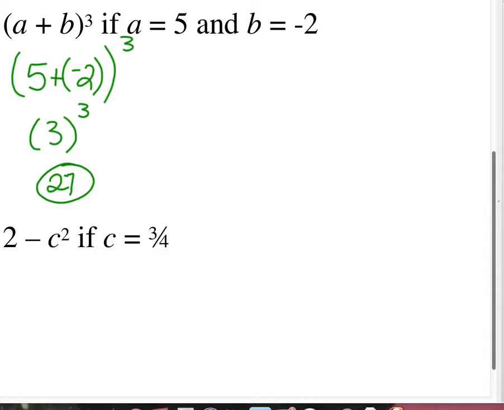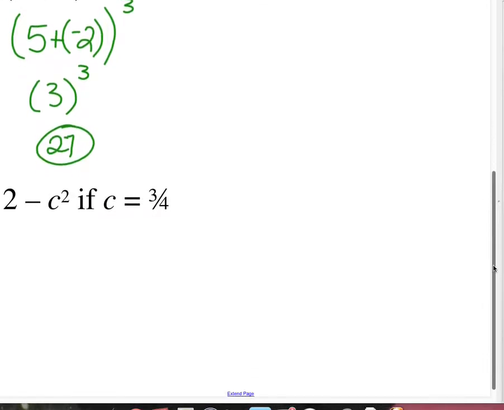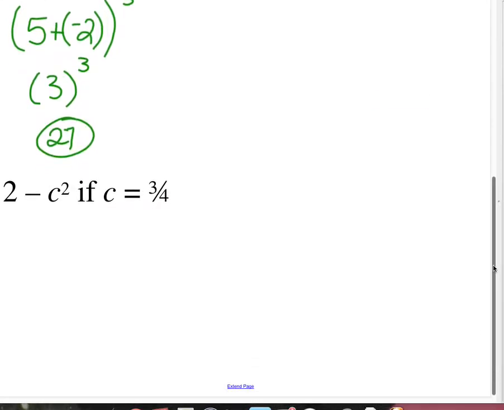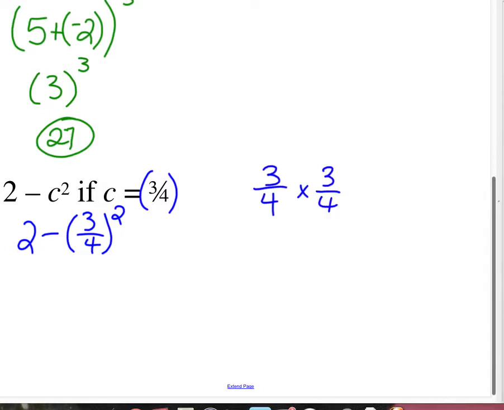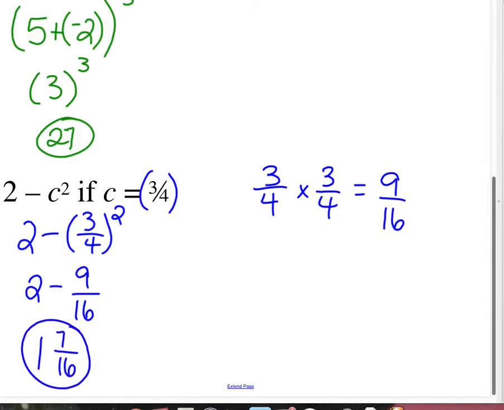2 minus c to the 2nd power if c is 3/4. Oh boy, fun times. 2 minus 3/4 to the 2nd power. Why did I put 3/4 in parentheses? Because it's a fraction, and when a fraction has an exponent, it really should be in parentheses. So 3/4 times 3/4 on your calculator would give you 9/16. 2 minus 9/16 is 1 7/16. Final answer.